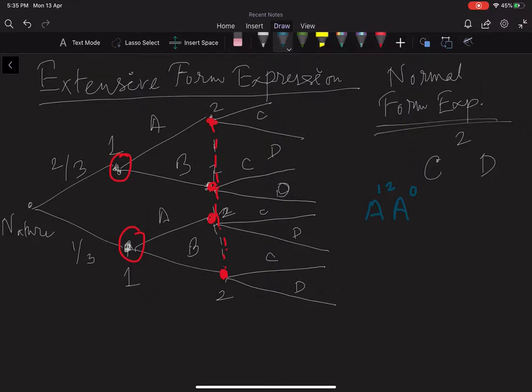Similarly, it can be A12 B0. It can be B12 A0, meaning the top node, so if one observes he is of type 12, he chooses B. In the bottom node, when he observes that he is of type 0, he chooses A. Or it can be B12 B0.